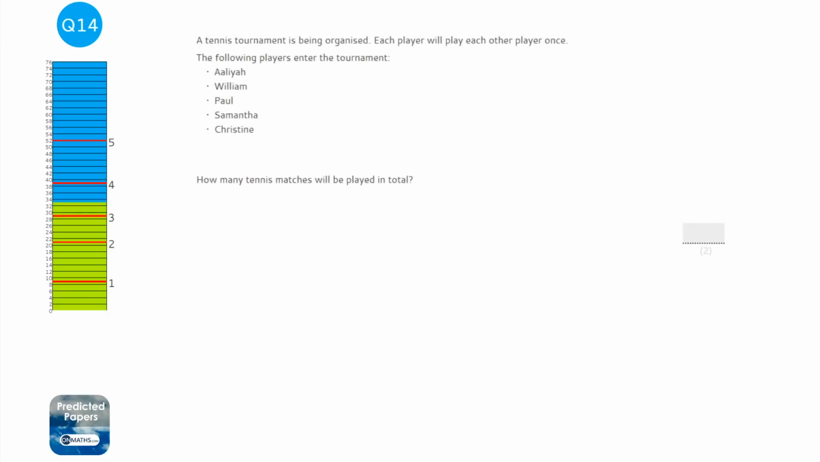So this question says there's a tennis tournament being played where each player plays each other once. And there's multiple ways of doing this. One of the ways is listing out all the different combinations, but this question only asks for how many tennis matches are being played. So you don't need to list them out, and sometimes you will need to list them out. This one you don't.